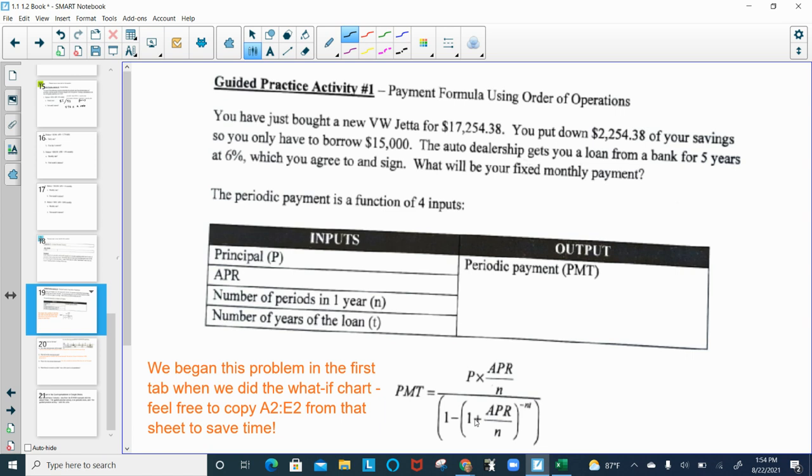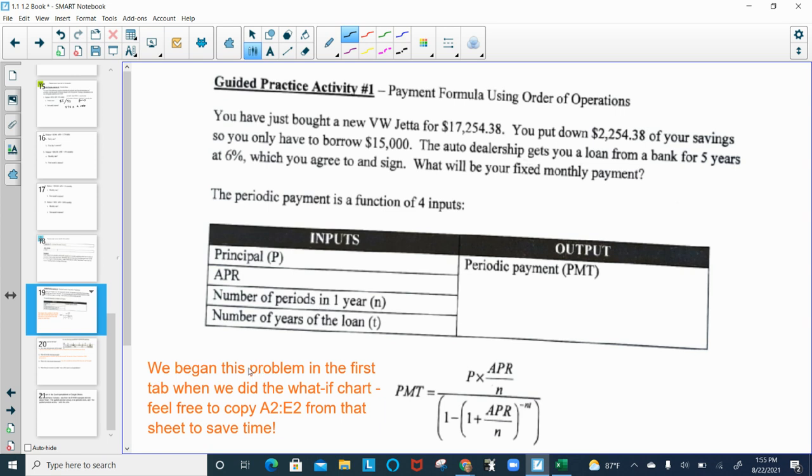So keep in mind, you can copy formulas. You don't have to rewrite them over and over every time. I think it's really nice to remember that you can go back and use those copy functions. Now it says here we have a principal, we have APR, we have number of periods in 1 year, number of years on the loan. I don't think we need to go through that again as a class because we have that in our spreadsheet.